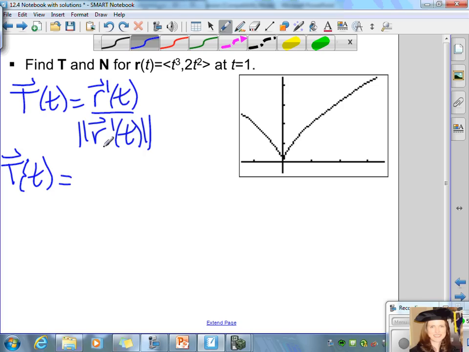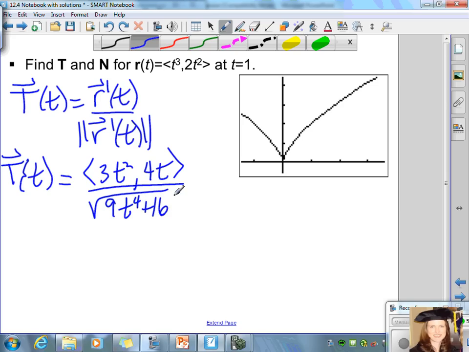The derivative of the vector valued function r of t is 3t squared, comma 4t. Now we're going to divide by the magnitude of that, so that would be the square root of 9t to the fourth plus 16t squared. Now this can be simplified, but for the purposes of this example, I'm going to go ahead and leave it as it is, and then plug in the value for t equals 1.